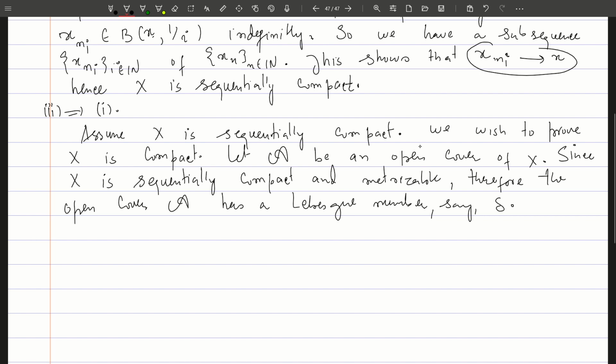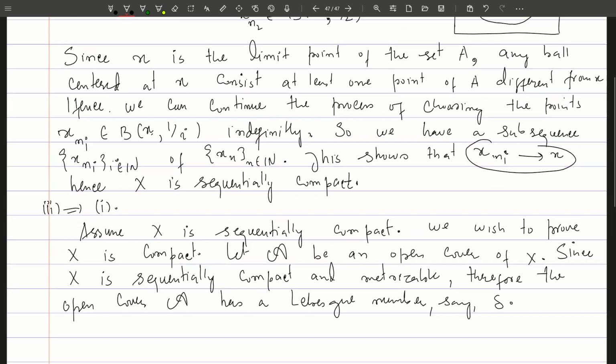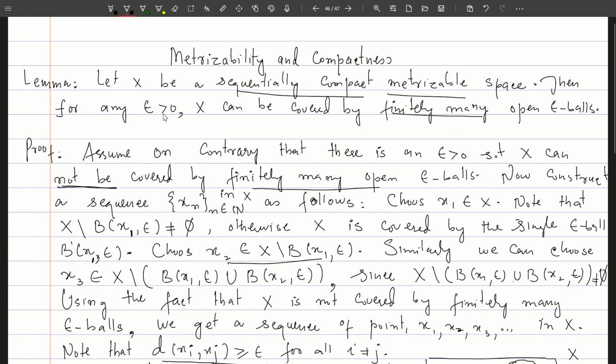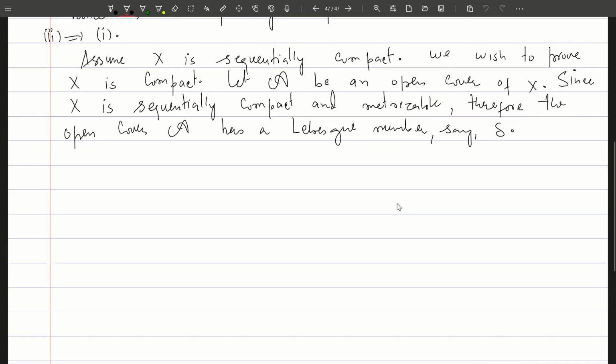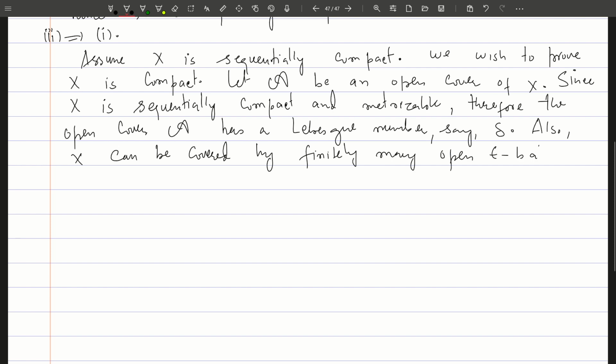Now, also X being sequentially compact, for any epsilon we can cover X by finitely many epsilon open balls. So as we showed above, this is the first lemma: if X is a sequentially compact metrizable space, then for any epsilon positive, X can be covered by finitely many open epsilon balls. So this epsilon is small but arbitrary.